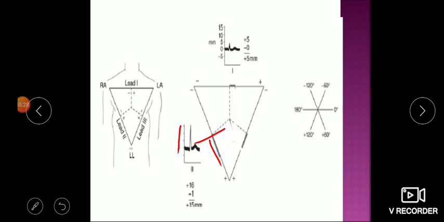Okay. So like this we are making this, and now the third one, this third lead, in that you can see maximum positive is 11 and negative is 1, so it is plus 10.